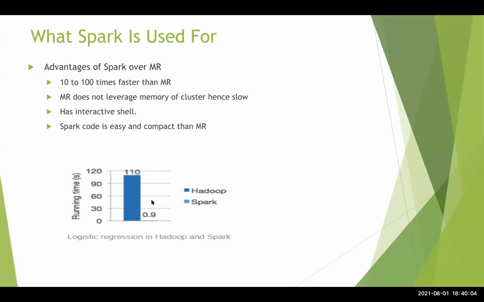They did some analysis. Logistic regression is a machine learning algorithm. So they ran the same logistic regression on the same data set, over Hadoop and Spark. Hadoop took this many minutes, and Spark finished in this many minutes. So this is the drastic performance difference between Hadoop and Spark.